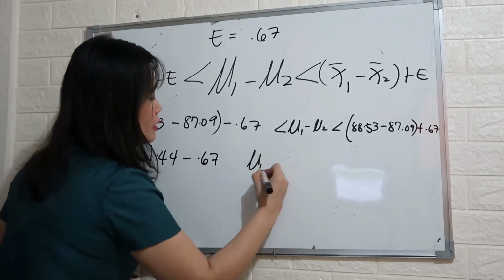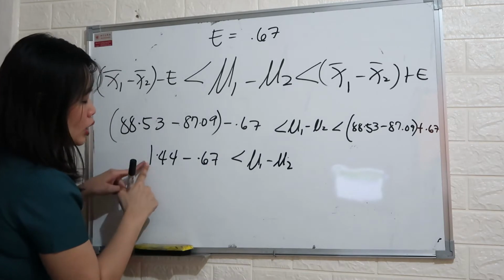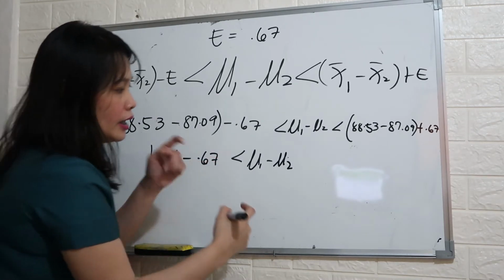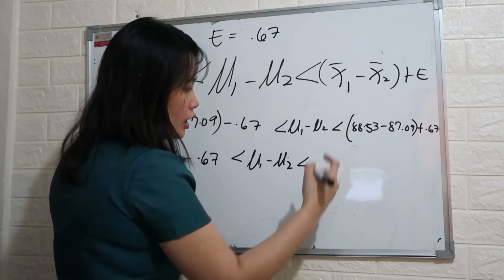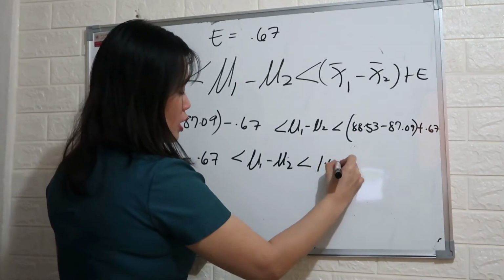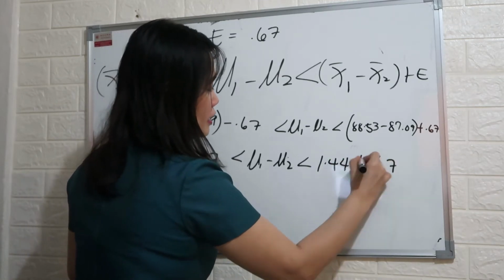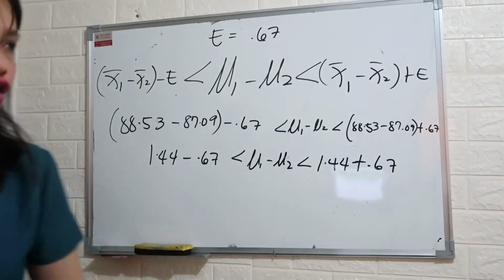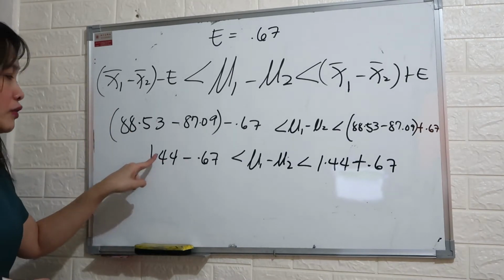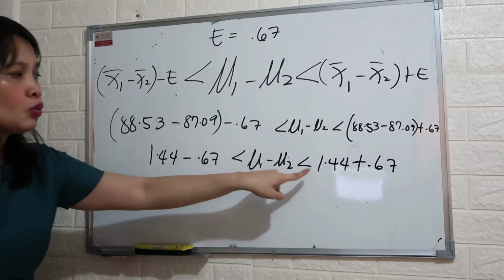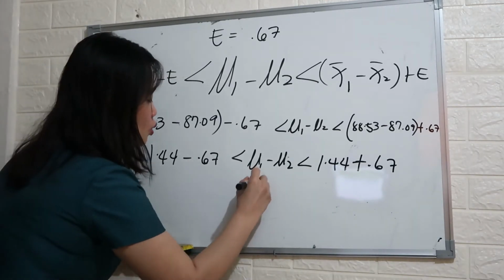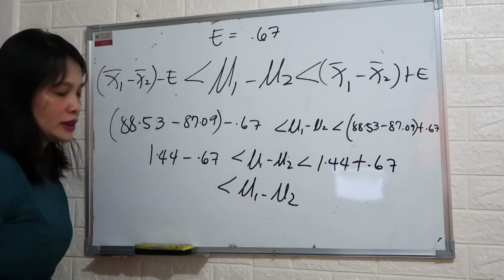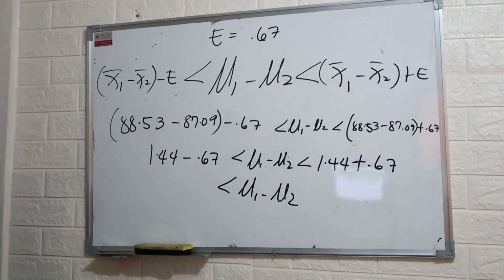So we have mu1 minus mu2 greater than 1.44 minus 0.67, and the other one is less than 88.53 minus 87.09, still 1.44, plus 0.67. Now, what will be your final answer? It is 1.44 minus 0.67 and then 1.44 plus 0.67. So mu1 minus mu2 is greater than what?